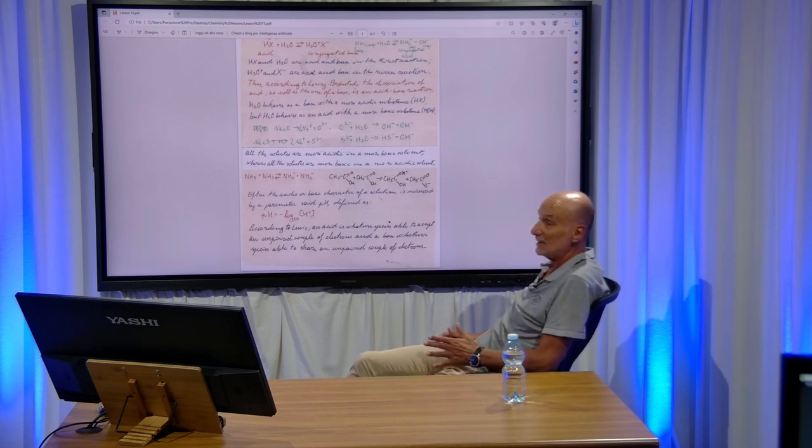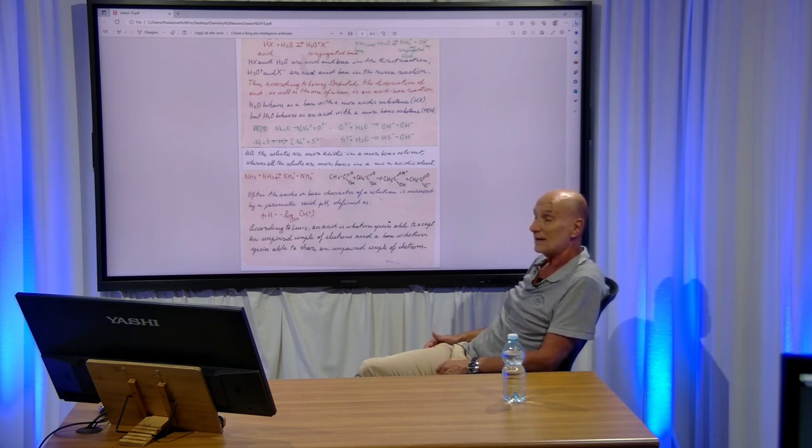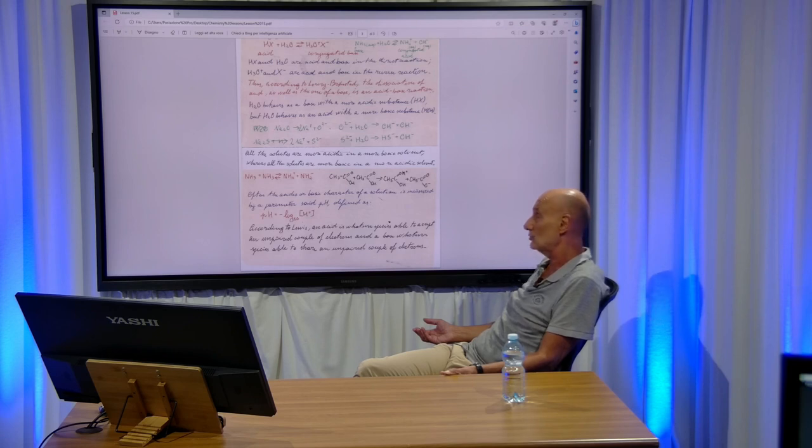But it must be strongly highlighted, the fact that we can have a solution with negative pH and we can have a solution with pH higher than 14. The meaning of this value of pH is that when the pH is negative, it means that the concentration of the hydroxonium ion in solution is higher than 1 molar, because a concentration of hydroxonium ion of 1 molar gives rise to zero pH.